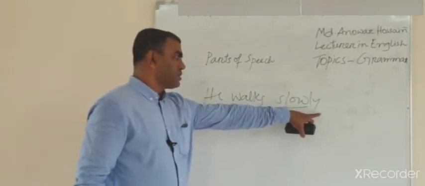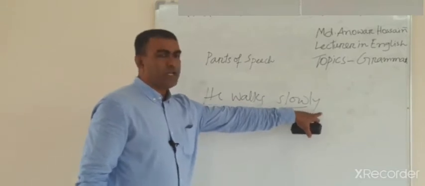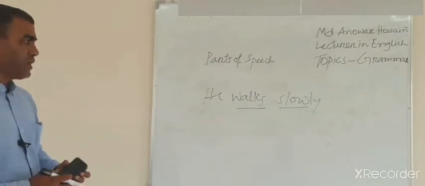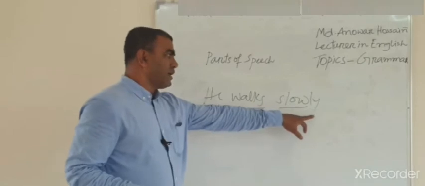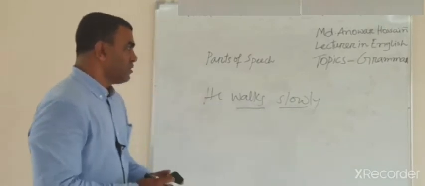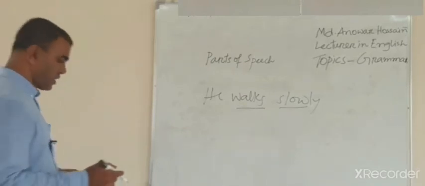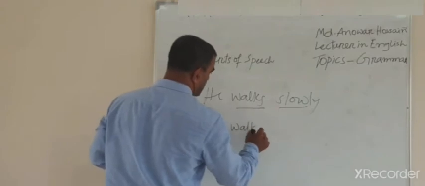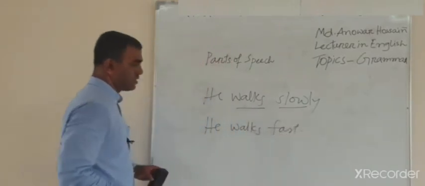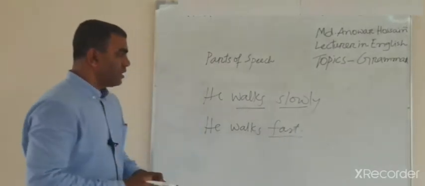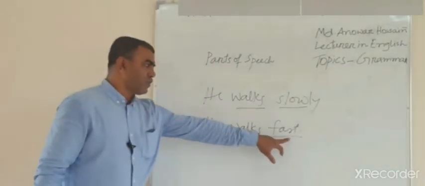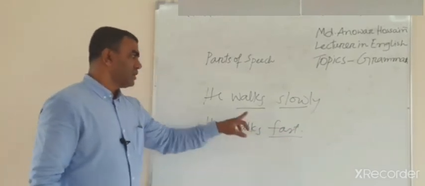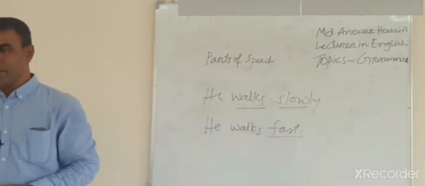The two letters L and Y are added here with slow. We all know, or we have to know, that every word that takes ly at the end of it is an adverb. But without ly, there are also adverbs. For example, he walks fast. Here, there is no ly at the end of this word, but this word modifies the verb. How does it happen? He walks fast. He walks slowly. And this is an adverb.